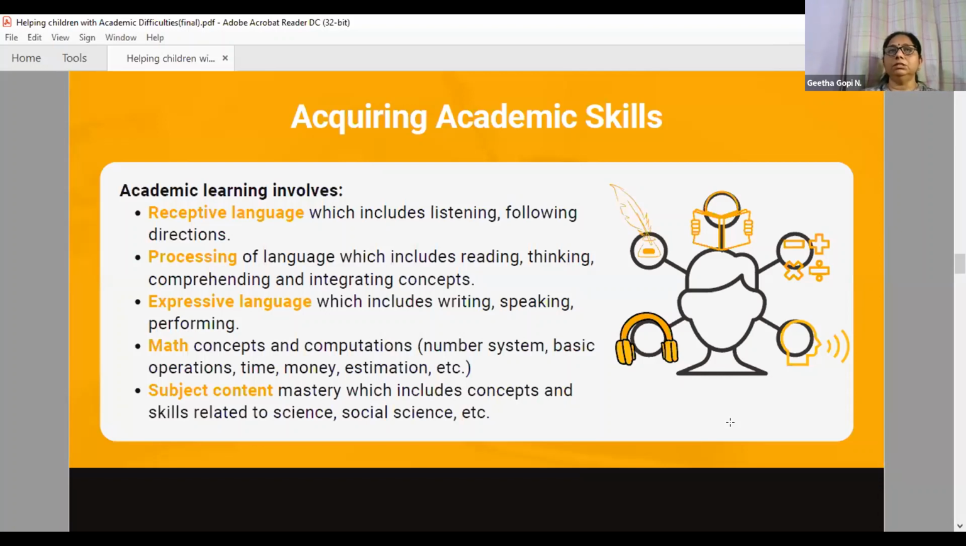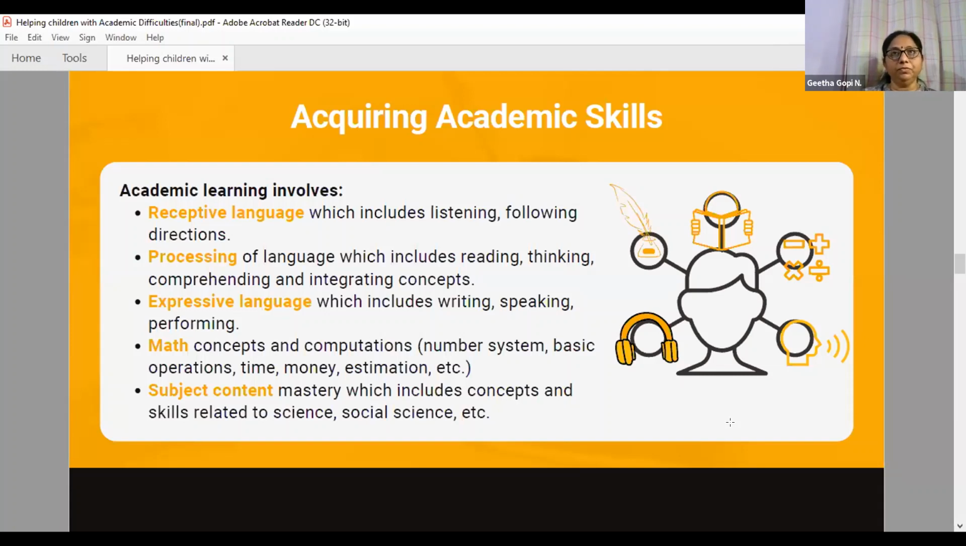Expressive language includes writing, that is being able to express or communicate one's own ideas and thoughts in writing, or in the form of speaking, so giving oral answers, or by doing, that is by performing. For example, if the teacher has asked the child to show something, the child can draw and show, or actually use body gestures and show it. So expressive language skills are very important for acquiring, maintaining, and performing academic skills.